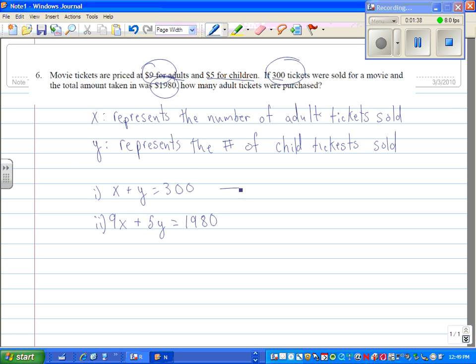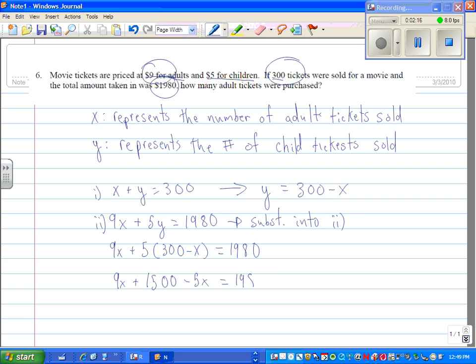Now, if I isolate for y in this equation, y becomes equal to 300 minus x. Now I substitute into equation 2. So 9x plus 5 times y, where y is 300 minus x, is equal to 1980. I get 9x plus 5 times 300 is 1500, minus 5x equals 1980.